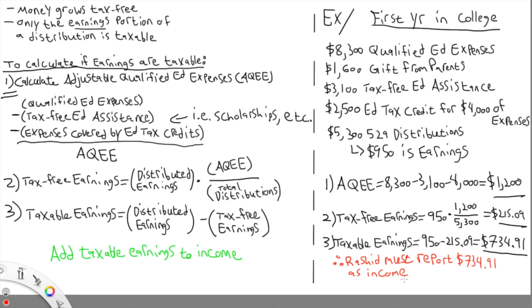You may realize that Rashid's $1,600 gift from his parents is nowhere in the calculations. That's because AQEE doesn't take into account gifts.